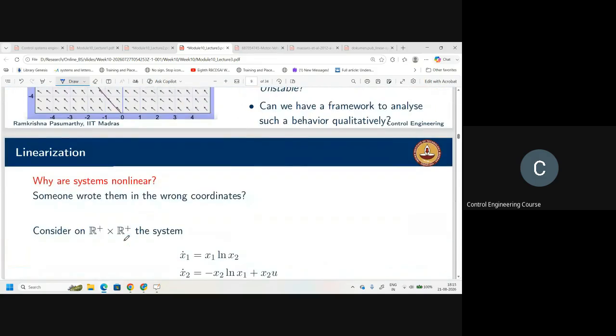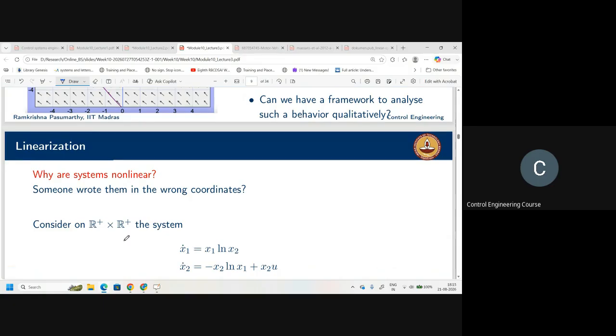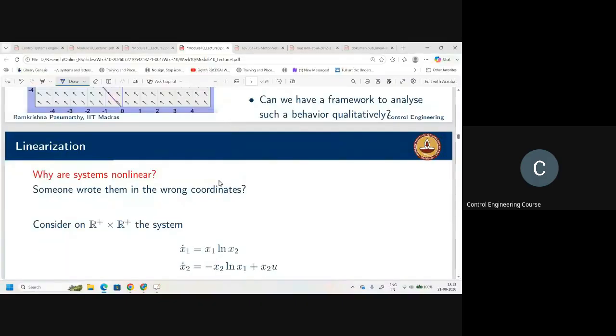So the second approach I told you is linearization techniques. Here we need the equilibrium point. First you learn about the equilibrium point, then how to linearize around the equilibrium point. Then next is state transformation. This is a linearization by state transformation.